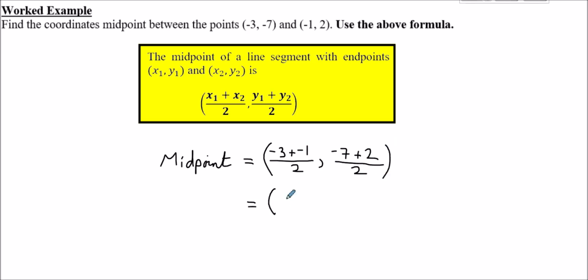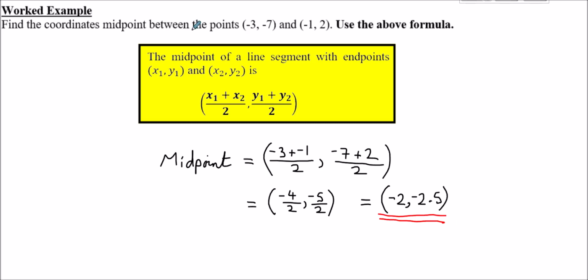Minus 3 plus minus 1, that's minus 4, so minus 4 over 2. Minus 7 plus 2 is minus 5. So the midpoint, minus 4 divided by 2 is minus 2, and minus 5 divided by 2 is minus 2.5. And that, indeed, would be the midpoint between those two points. It's a very tiny thing, but I just thought I'd mention it there, just so you can't ever say to me, "Sir, you didn't mention that." Well, I have now, so there you go.